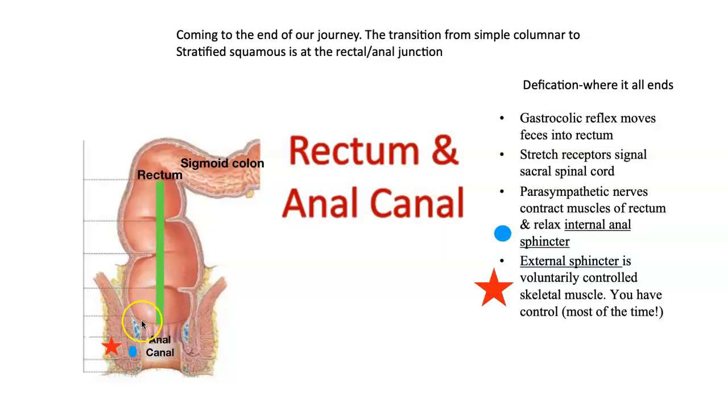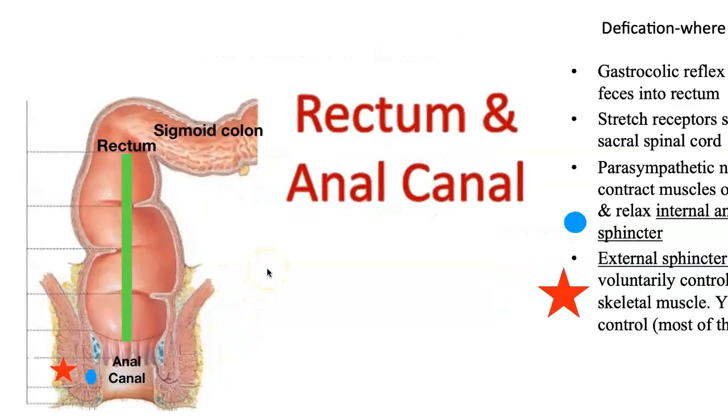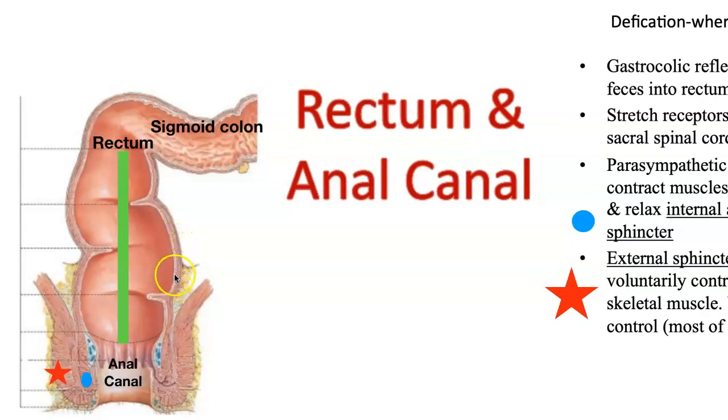And then we're coming down to this junction right here. This is where we change from simple columnar to stratified squamous. This last 1 inch is the anal canal. The other thing you need to know is we have smooth muscle sphincters. Here's the smooth muscle. This inner smooth muscle is the internal sphincter on each side. The internal sphincters, smooth muscles, are controlled by the autonomic nervous system. Parasympathetic will relax them so you can poop. Sympathetic will contract them so you don't poop. This outer one is the external anal sphincter on both sides. This is skeletal muscle. This is the one that you control to hold the feces in.